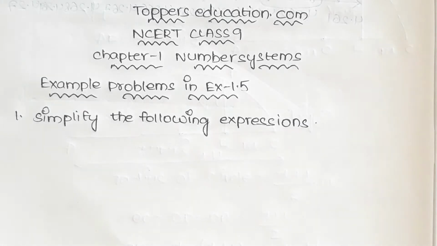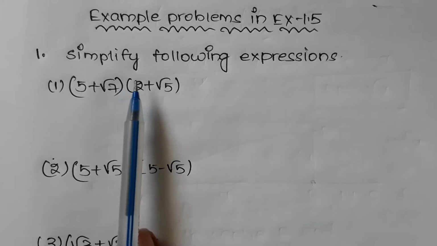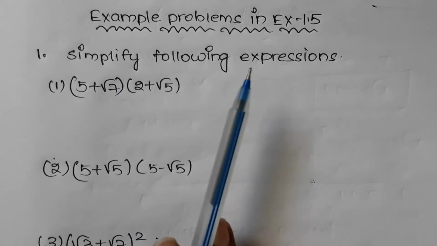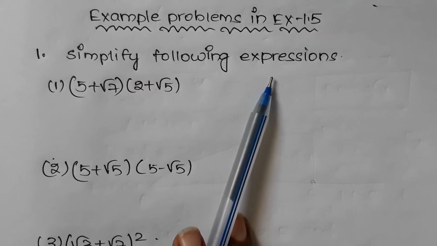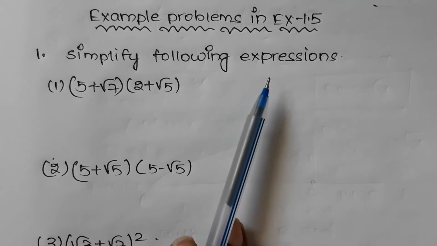In this video we are going to discuss NCERT class 9 chapter 1, that is number systems. In this chapter we are going to discuss example problems in exercise 1.5. Let us see some of the examples. Here are some examples. The first one is to simplify the following expressions. They have given some expressions and we should simplify them, that is addition, subtraction, multiplication or division.